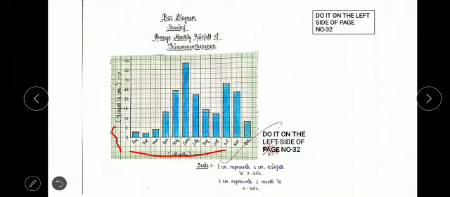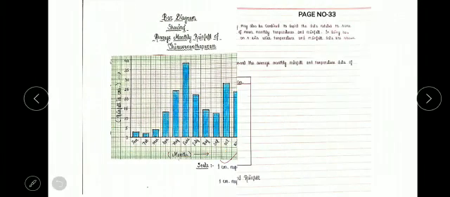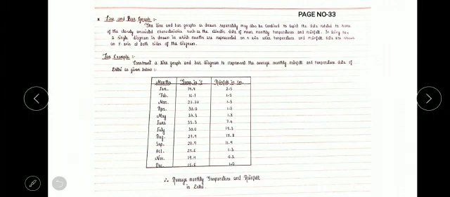And after the completion of the drawing of the bar diagram, do not forget to put the scale, horizontal scale as well as vertical scale, and put the heading: bar diagram showing average monthly rainfall of Thiruvananthapuram. Okay, then come to the next topic, that is line and bar graph.